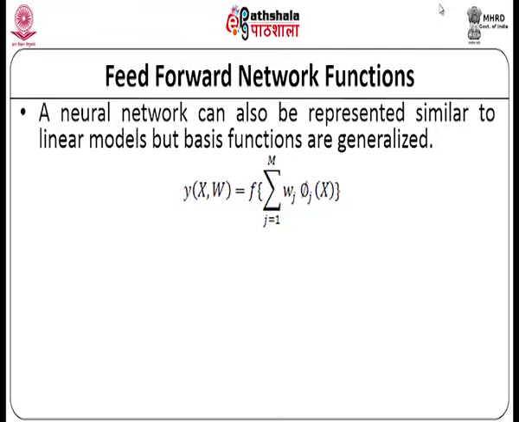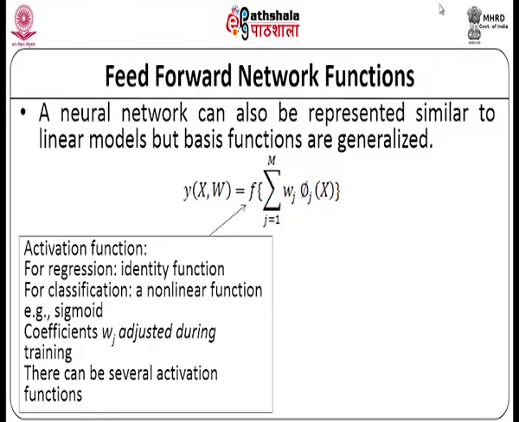A neural network can also be represented similar to linear models, but basis functions are generalized. So, you have y of x comma w equal to f of the sum over j equal to 1 to m of wj phi j of x, okay, we will come to that in detail. Here this function f that you use to process the weighted input is called the activation function. For regression it can be an identity function, for classification it can be a nonlinear function such as a sigmoid function, for example. The coefficients wj are adjusted during training and there can be several activation functions.